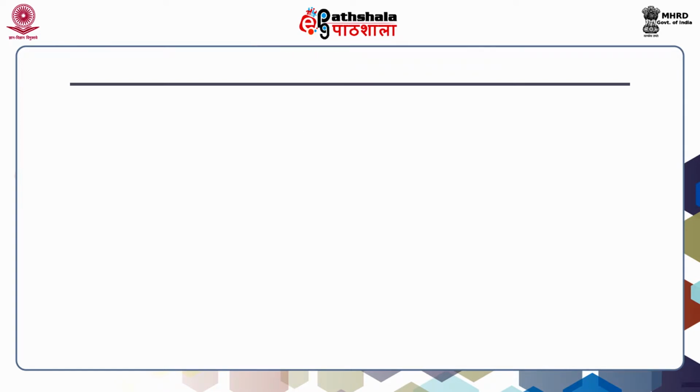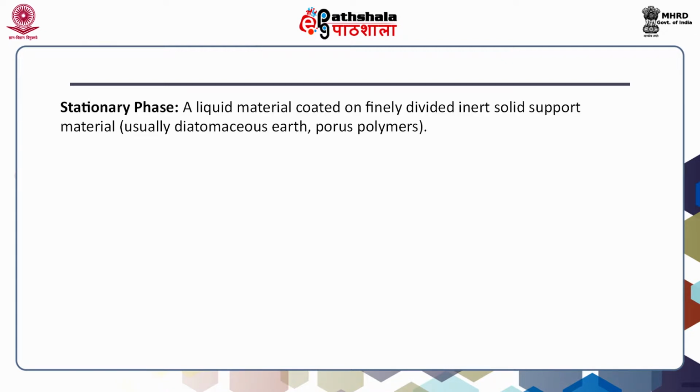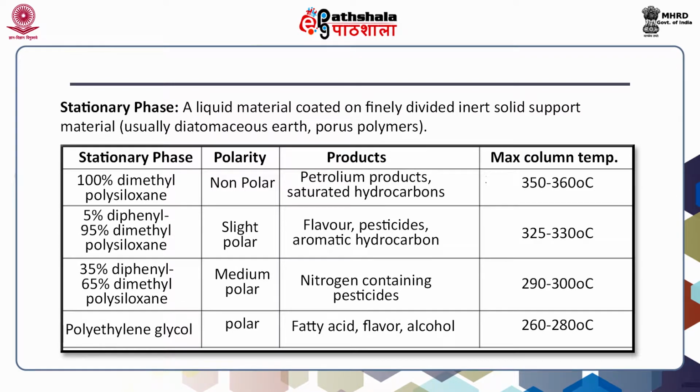Now, as I said, there is one mobile phase and another is the stationary phase. The stationary phase, as I said in my earlier slide, is in a liquid state. It is a liquid material coated on a finely divided inert solid support, which can be porous polymers, diatomaceous earth, or silica. This is a very important component of gas liquid chromatography. These stationary phases are packed inside the columns, which can be capillary or packed columns, and they are basically of two types: polar and non-polar.